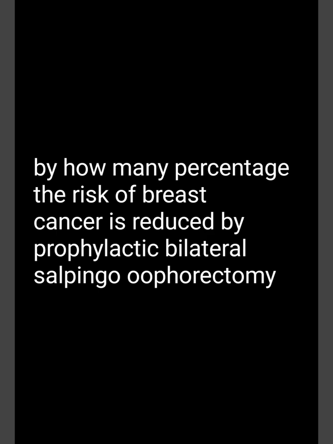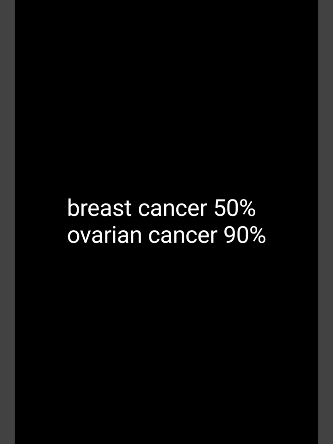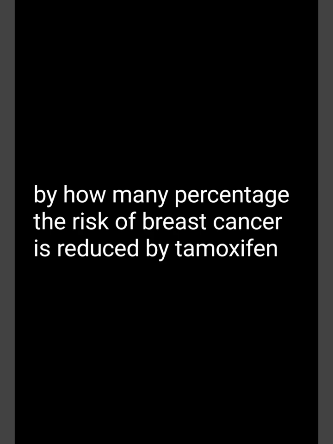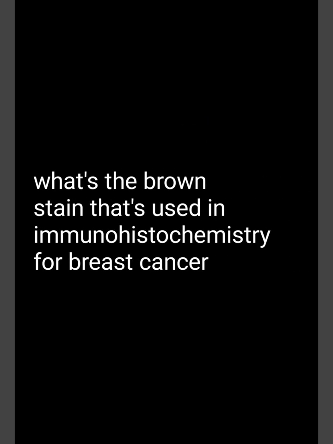By how many percent is the risk of breast cancer reduced by prophylactic bilateral salpingo-oophorectomy? Breast cancer 50%, ovarian cancer 90%. By how many percent is the risk of breast cancer reduced by tamoxifen? 47%. What is the brown stain used in immunohistochemistry for breast cancer? DAB, 3,3-diaminobenzidine.